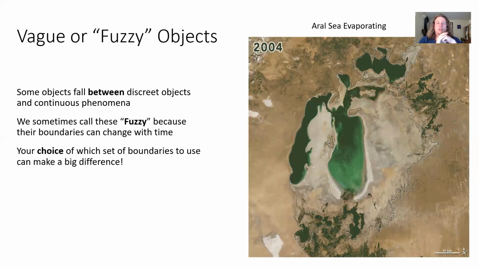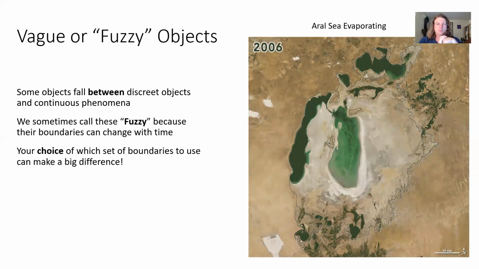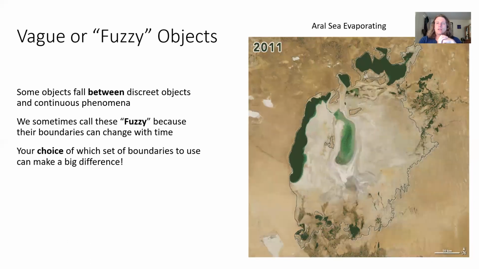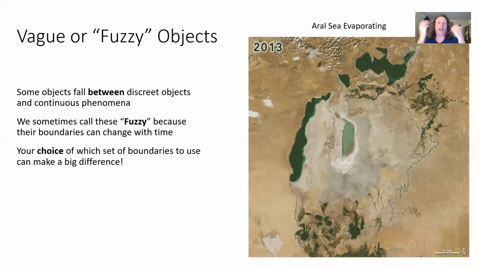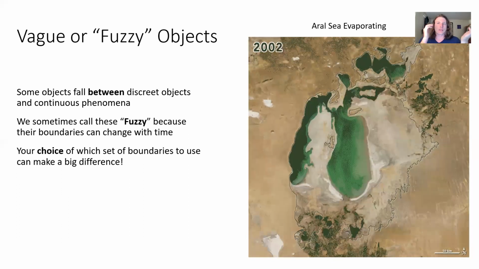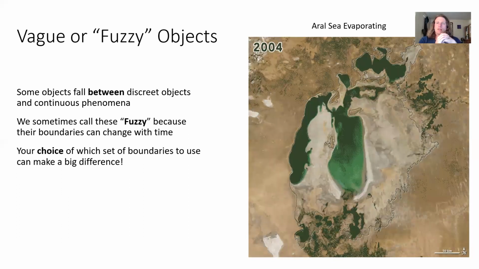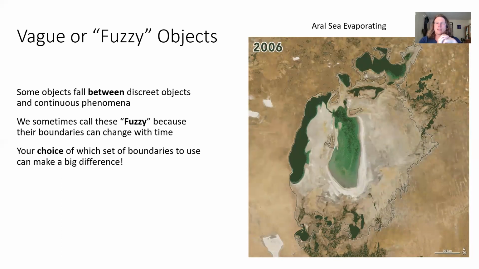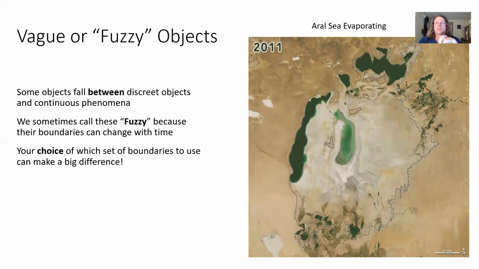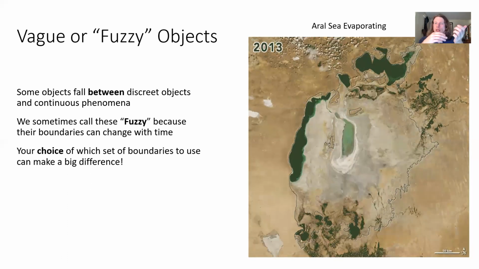And you can see just in this 14-year time slice, there's dramatic variability in the size of this body of water. So how do you represent the Aral Sea? Is it a discrete or a continuous object? It's not really either. It varies through space and time. And so some choice comes into play when you actually try to represent this on a map.